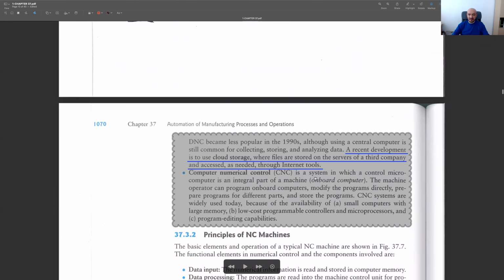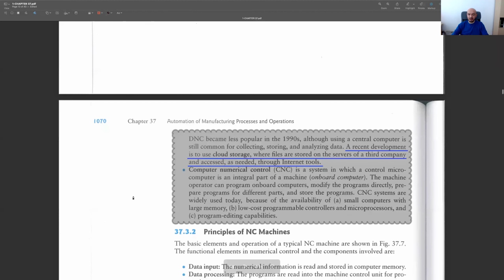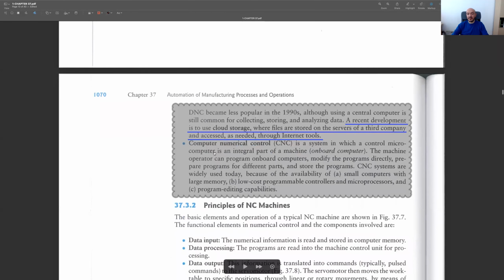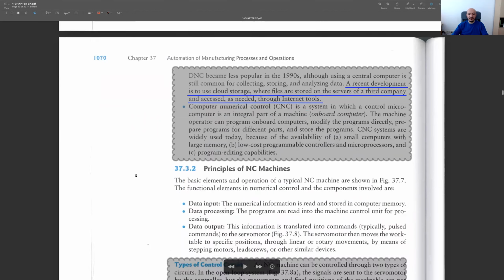But with computer numerical control, these days we have computers on all the machines, so we don't need to use a DNC, distributed numerical control. You can simply install your instructions, even write your instructions beside your CNC system, and then it will perform the manufacturing operations for you. It has a memory, you can store various programs inside, and sometimes we have CNC systems which can easily connect to the cloud. So if you have cloud storage, your machine can grab the instructions from the cloud and then perform the manufacturing operations.